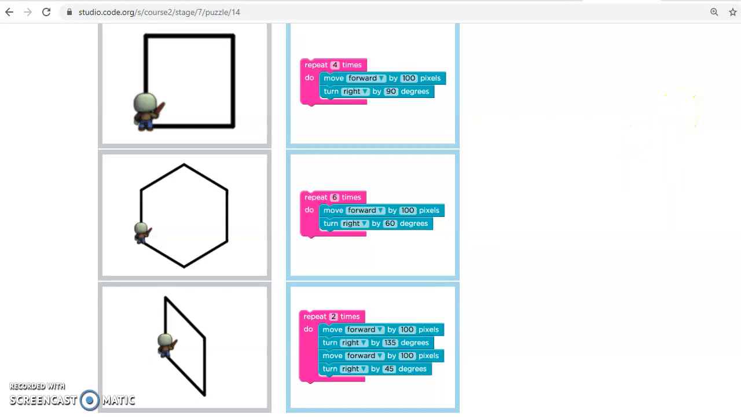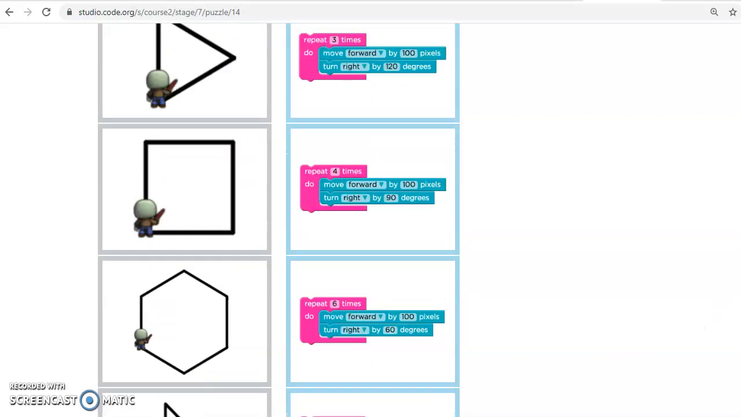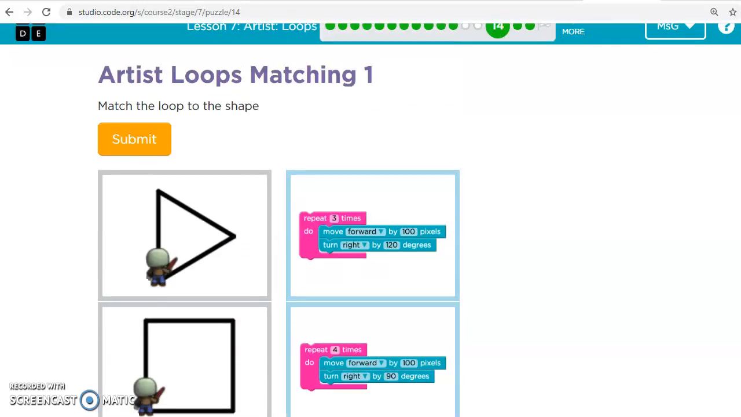And then if you're doing the worksheet, you will not see this rhombus shape on your worksheet. That was just an extra one thrown in there online. So that should help you with your worksheet.